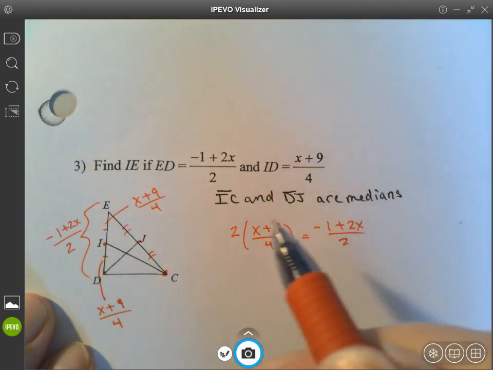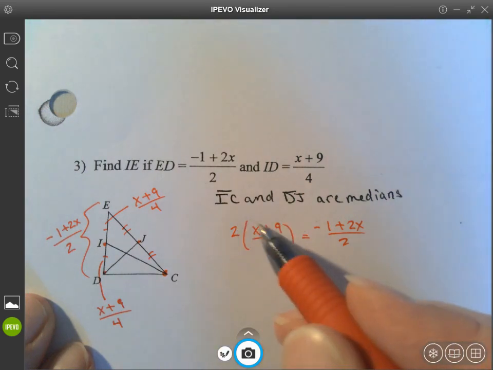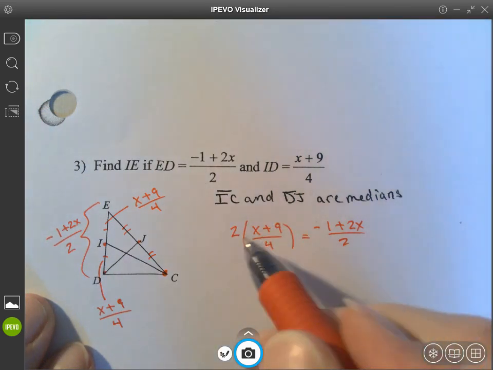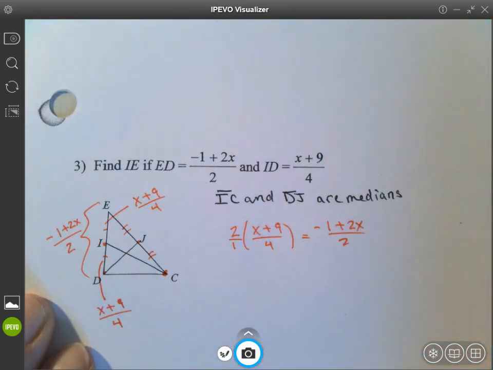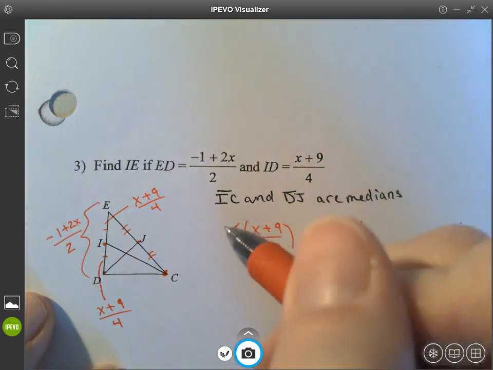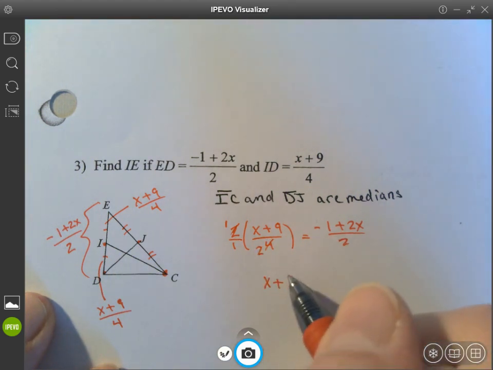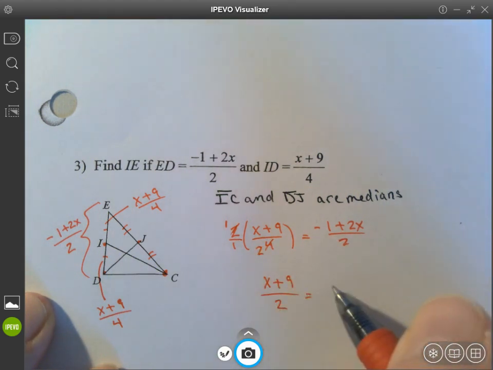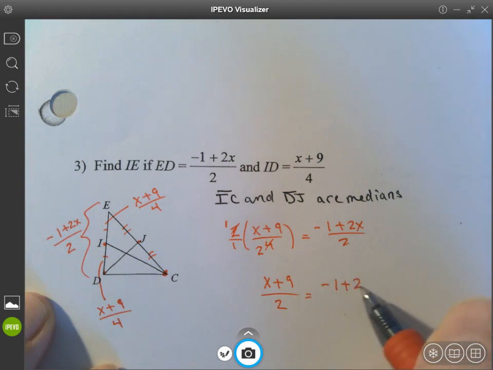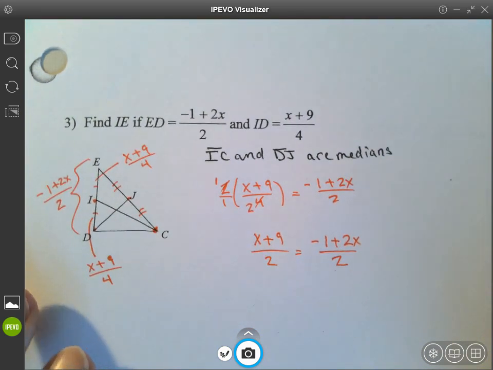Now, I am going to either distribute that or cross cancel, and I'm choosing to cross cancel. Do you remember that with your fractions? Anybody remember that? This 2 goes into 2 once, it goes in here twice. I'm left with x plus 9 over 2 equals negative 1 plus 2x over 2. Do you remember how to solve when you have a proportion like this?